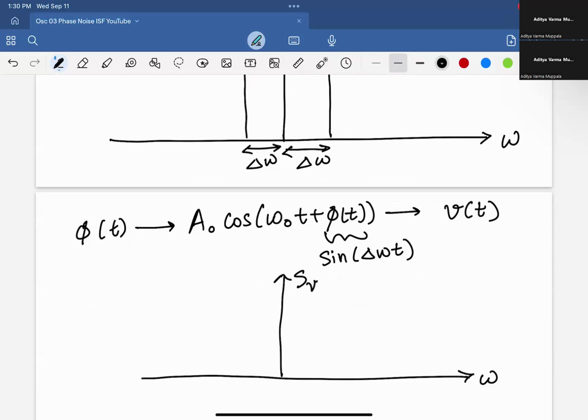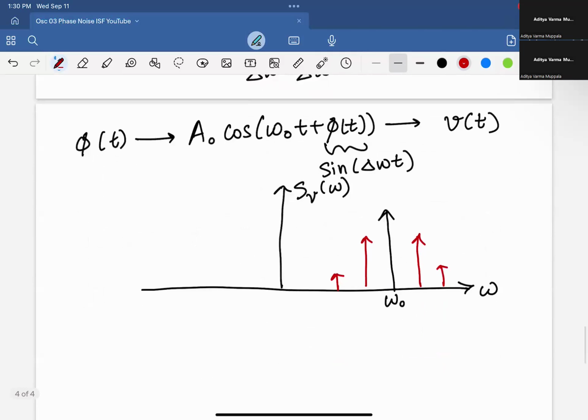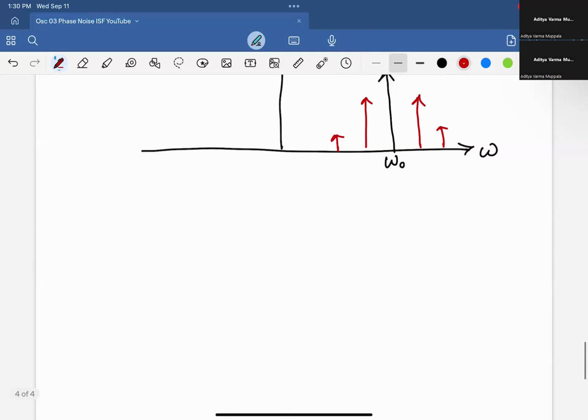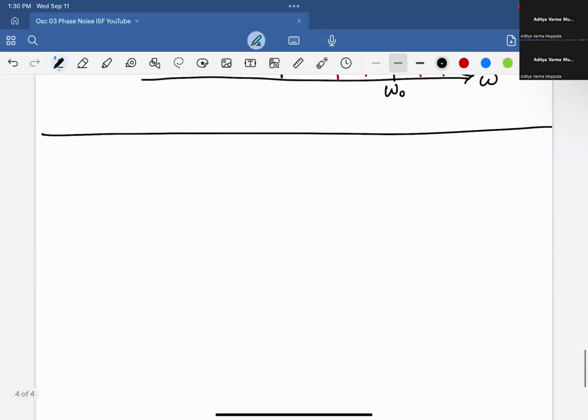So now I'm looking at the power spectral density of the final voltage, right? So this is the original signal, omega naught. And then when phase modulation is applied, this creates tones. I mean, it depends on the modulation index and so on, but essentially this is what you get, right? So if we draw all of this into one picture, which is useful to do, maybe I'll make it bigger.